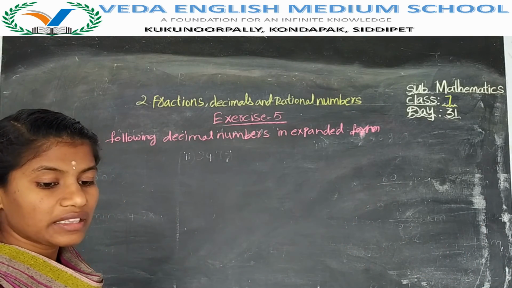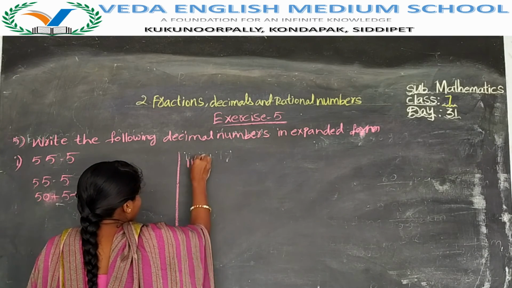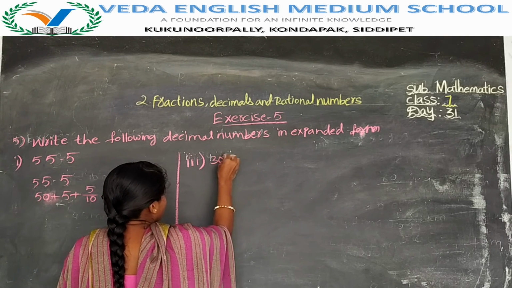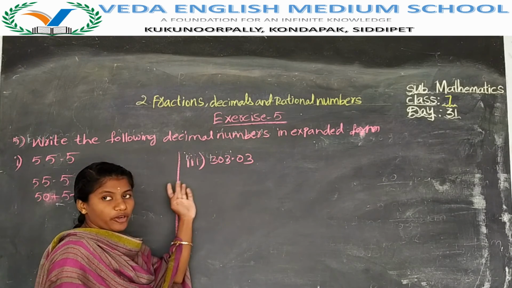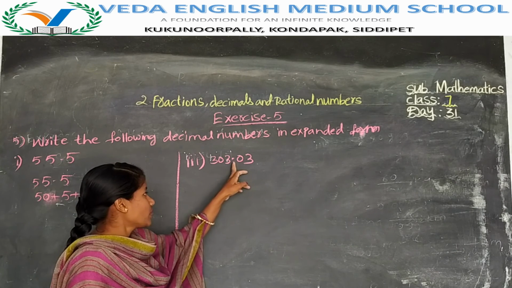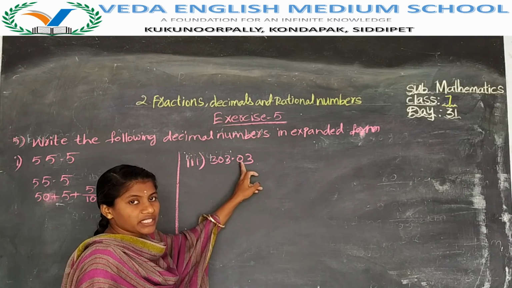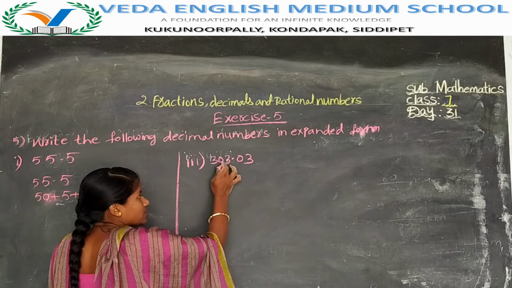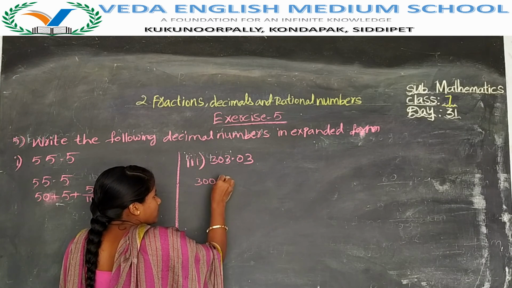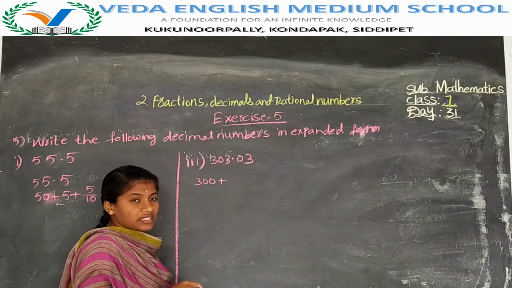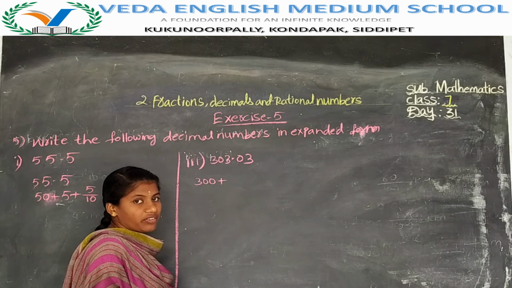Third one, 303.03. Third problem. Ones, tens, hundreds. Before the point, place value starts from ones onwards. After the point, place value starts from tenths onwards: tenths, hundredths. 3 is in the place of hundreds, so 300 plus 0 tens. If you multiply any number with 0, you will get 0 only. If you want to write it, you can; otherwise no need.